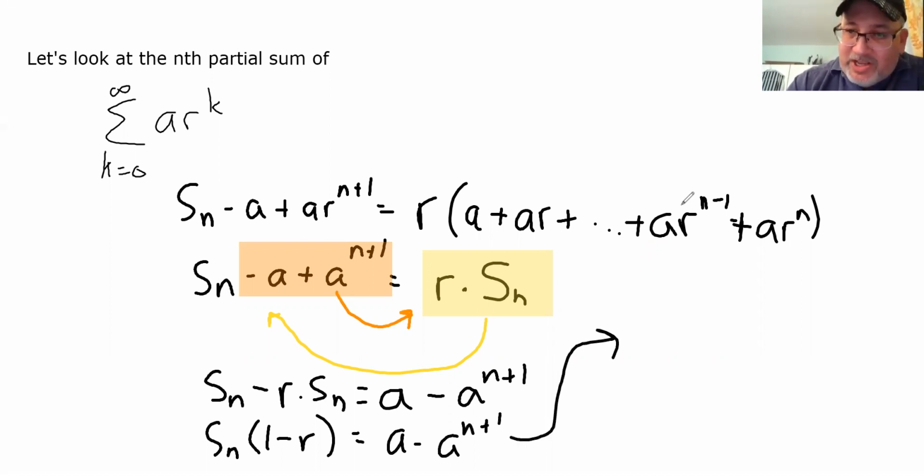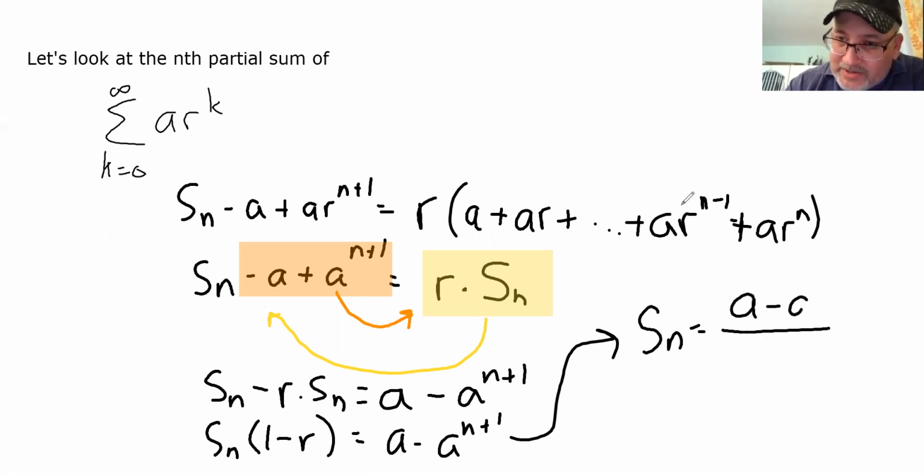And then if I divide both sides by 1 minus r, I get that the nth partial sum is equal to a minus a to the n plus 1 over 1 minus r. Something is amiss here. That's not what I was supposed to get.